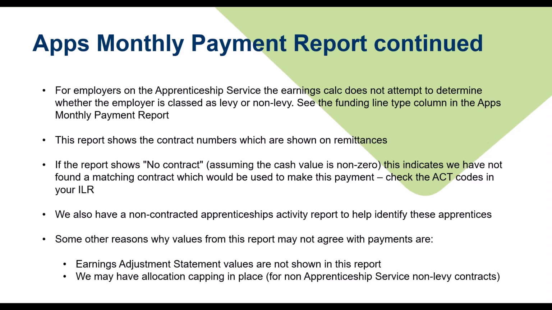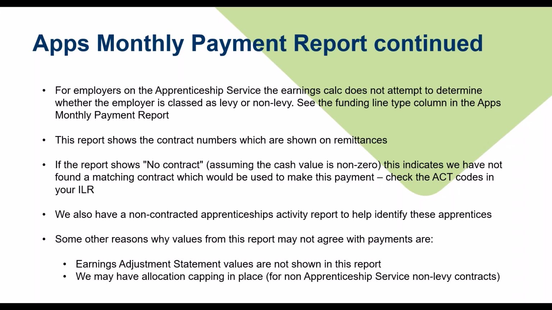If the report shows no contract, this indicates that we have not found a matching contract which would be used to pay this payment. So we would suggest you check the ACT codes in your ILR. We also have a non-contracted apprenticeships activity report to help identify these apprentices.